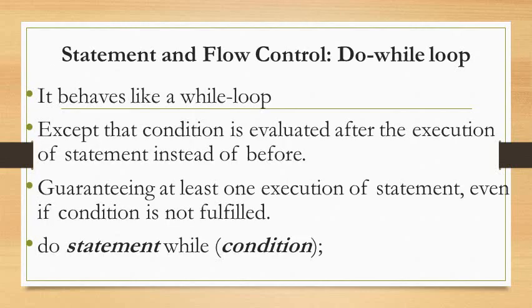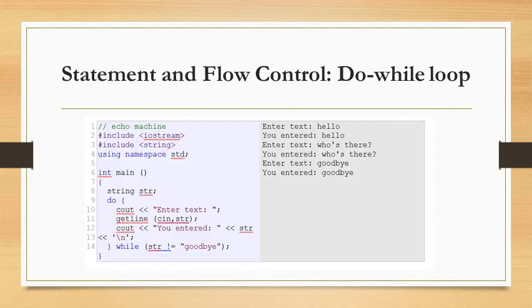The next one is the do while loop. It behaves like a while loop, except that the condition is evaluated after the execution of the statement instead of before, guaranteeing at least one execution of the statement even if the condition is not fulfilled. The general format, or the general syntax, of the do while is: do statement while condition.